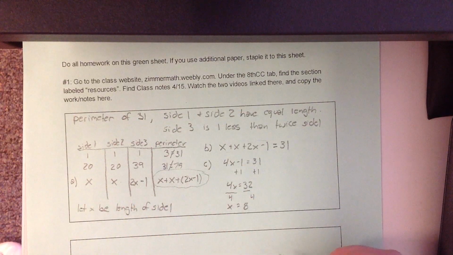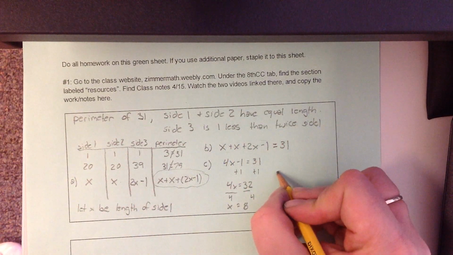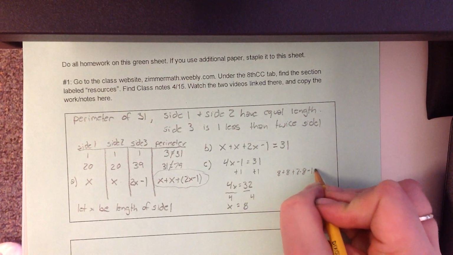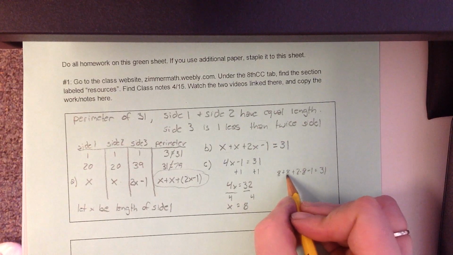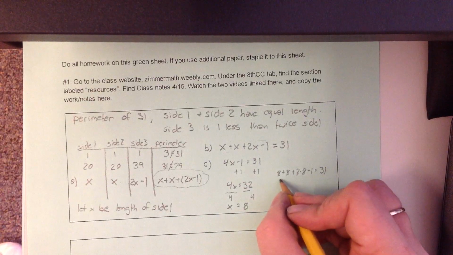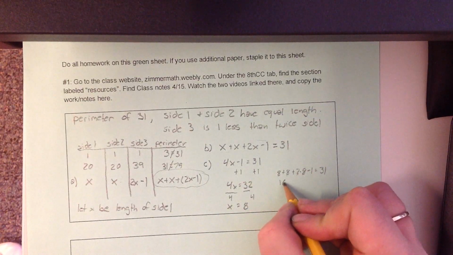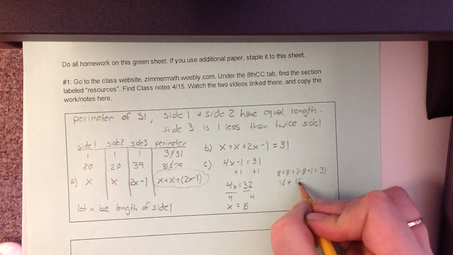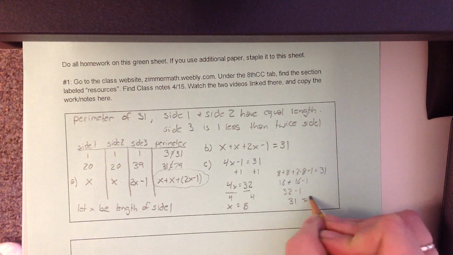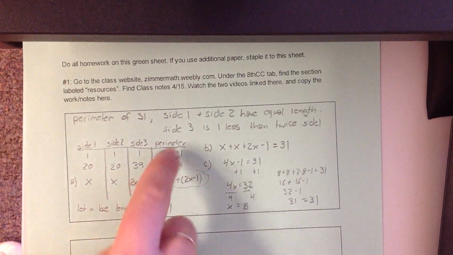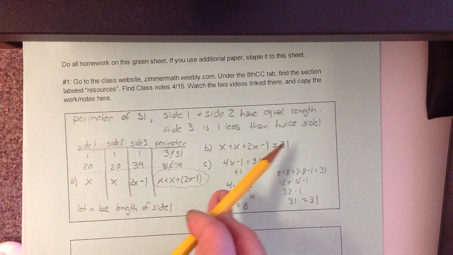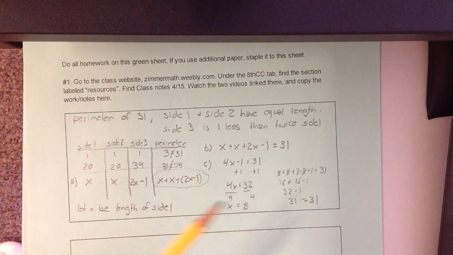And if I double check that, if I put 8 in for x, is 8 plus 2 times 8 minus 1 equal to 31? Well, let's see, 8, 16, plus another 16 minus 1. I end up with 16 plus 16 minus 1, 32 minus 1, 31 does equal 31. So that's one way to use your guess and check table to help you figure out your equation, set it equal to an outcome, and figure out what your missing value is.